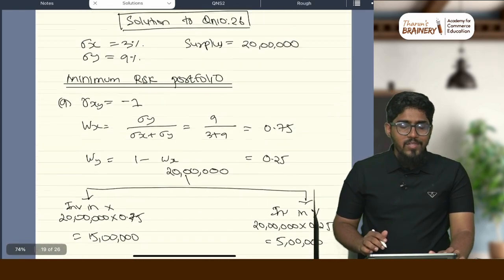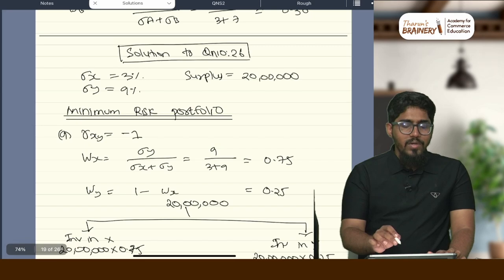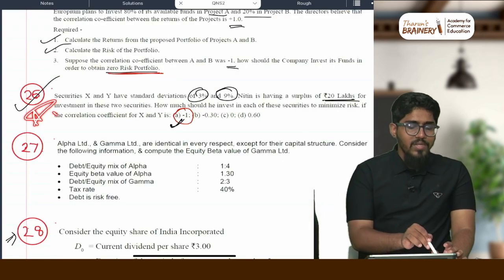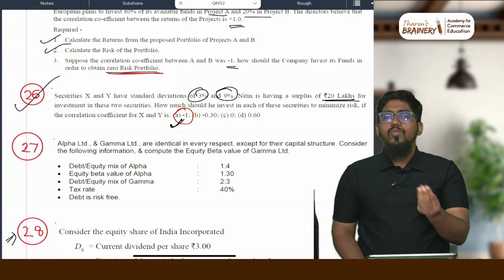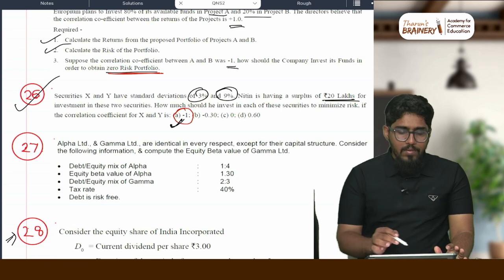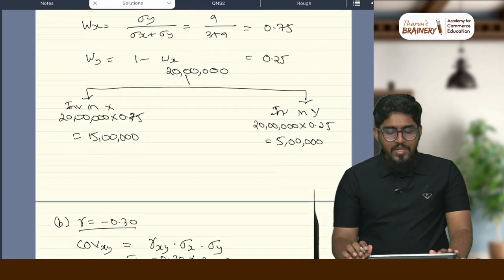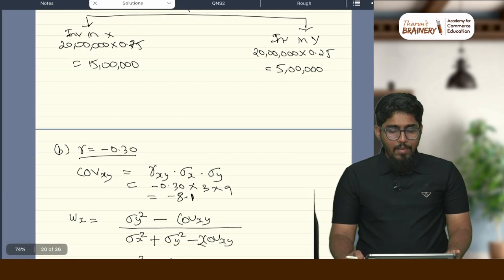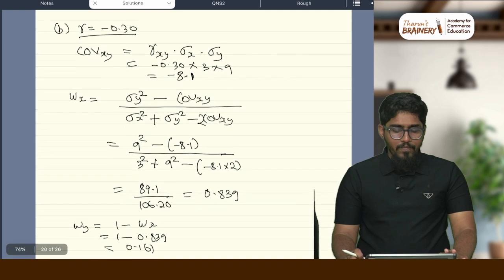So this problem I will suggest you do on your own. Question number 26, you do it on your own. One practice you should be having. So this is the minimum risk portfolio.